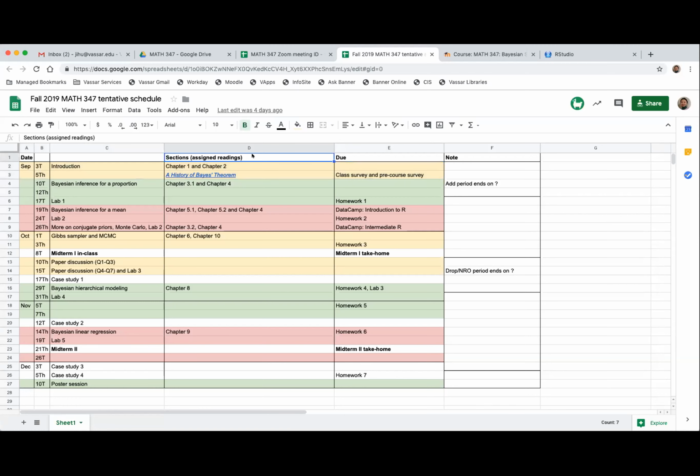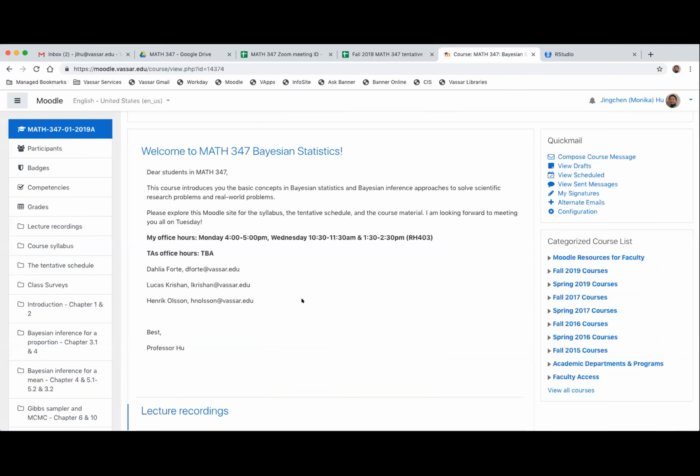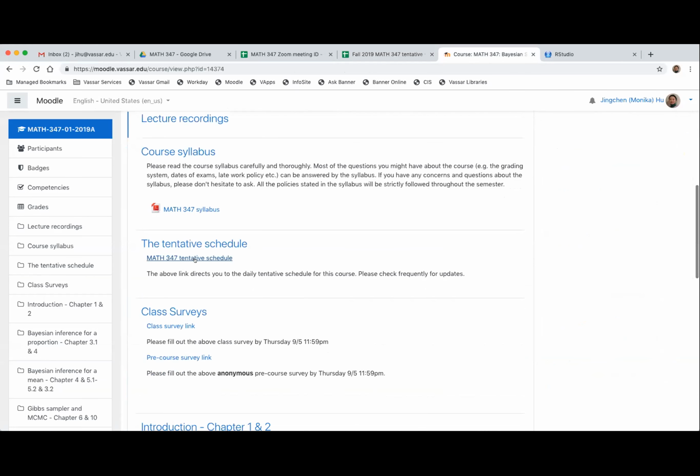And then the assigned readings are in this column, so make sure you attempt them. Those assigned readings are from the book. And whatever is due, I try to make sure that it's all included here as well. So this is the tentative schedule. You can always access it from Moodle. If you go to our page, it's going to be here.